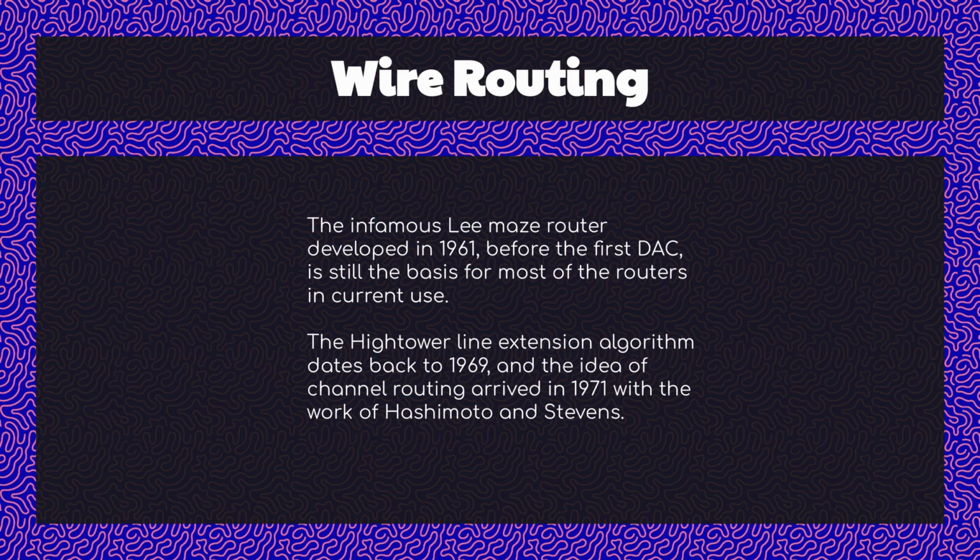The famous Lee Maze router was developed in 1961, even before the first DAC event, and is still the basis for most of the routers in current use. In 1969, the Hightower line extension algorithm was introduced. And in 1971, the idea of channel routing arrived with the help of Hashimoto and Stevens.